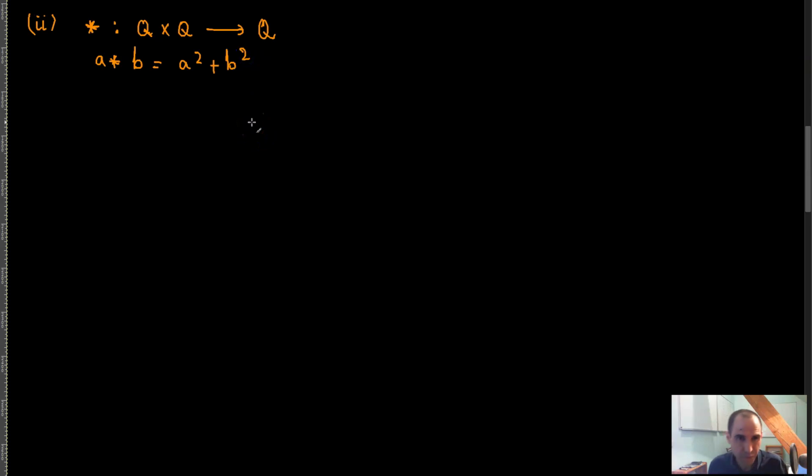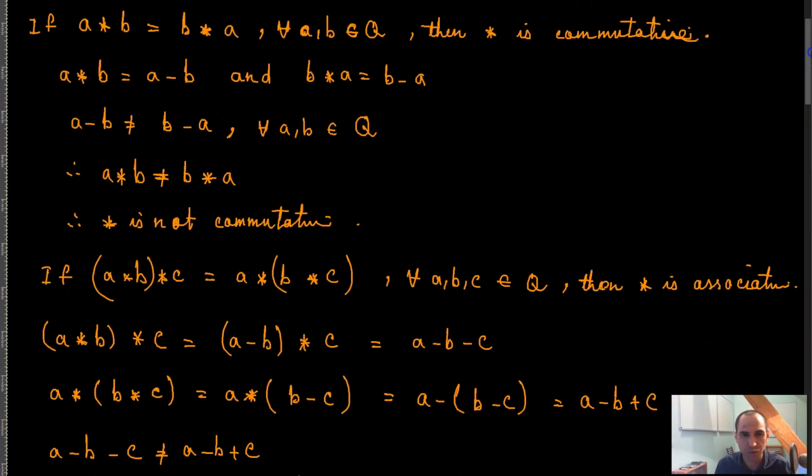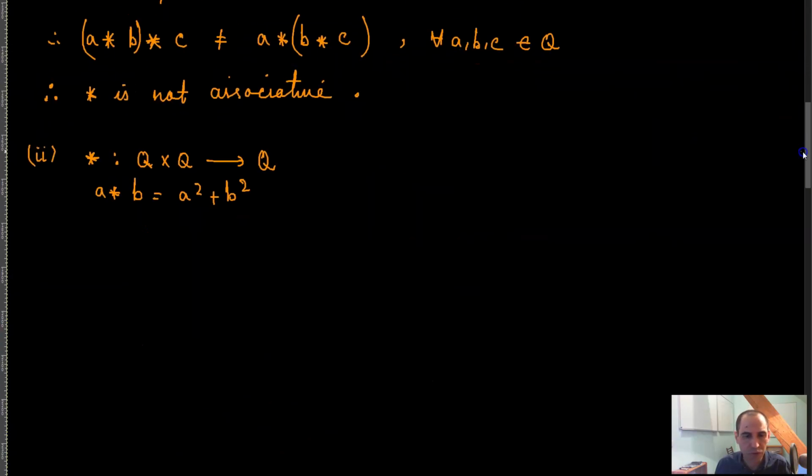Okay, so again, I wrote the conditions up here, so you're already familiar with the conditions. I'm just going to simply talk about the solution. I'm most probably not going to write it down because it's going to take a long time to write these down. But for the most part, I'm just going to talk. So a star b is equal to a squared plus b squared.